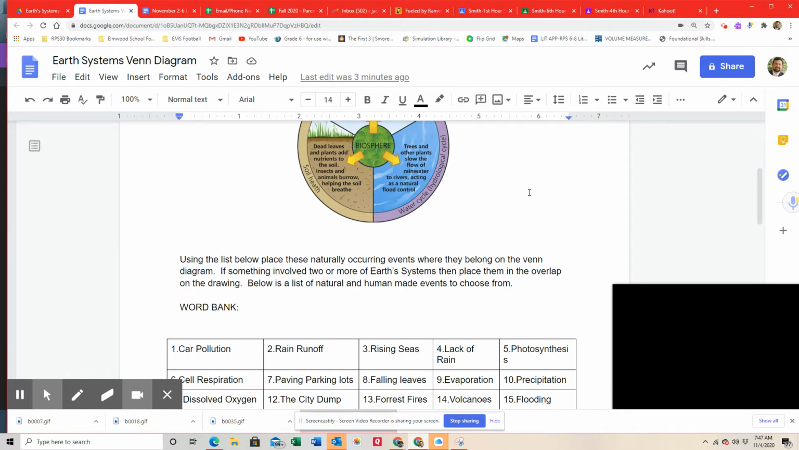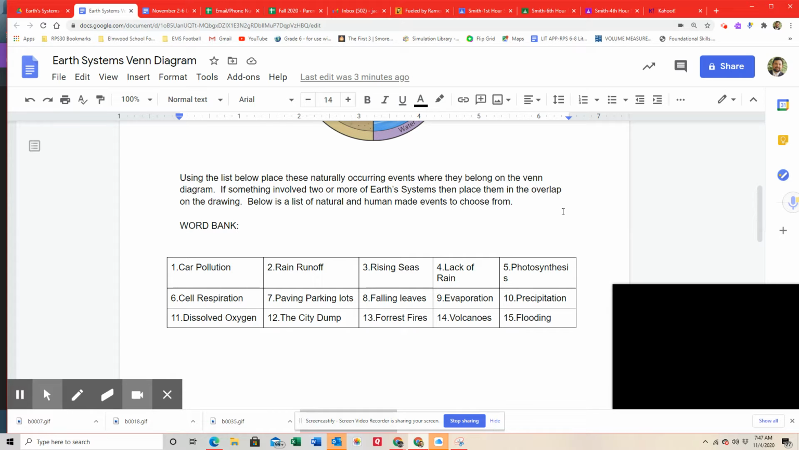So here's the assignment for today. Using the list below, place these naturally occurring events where they belong on the Venn diagram. If something involved two or more of Earth systems, then place them in the overlap on the drawing. Below is a list of natural and human-made events to choose from.